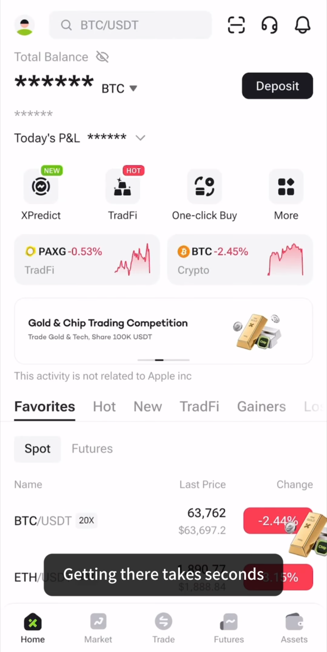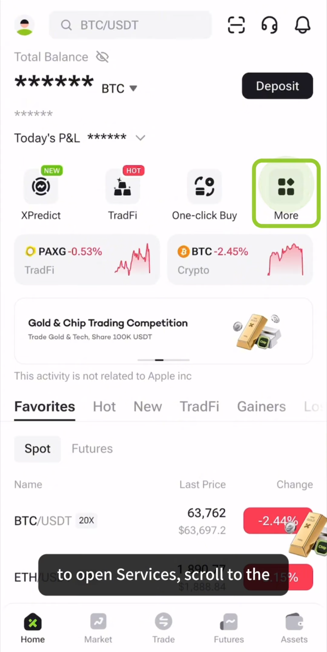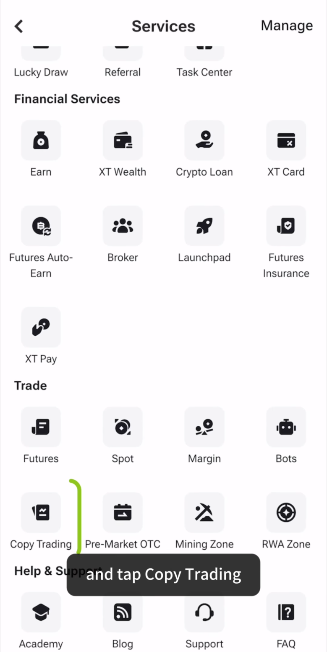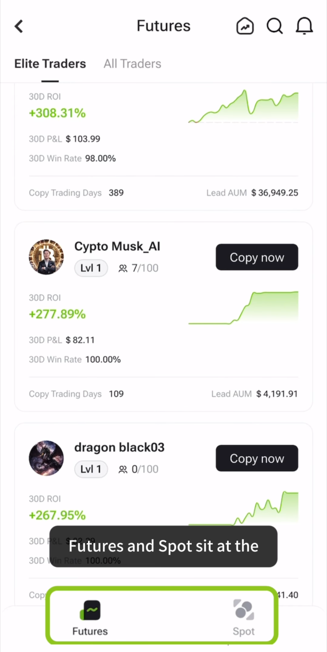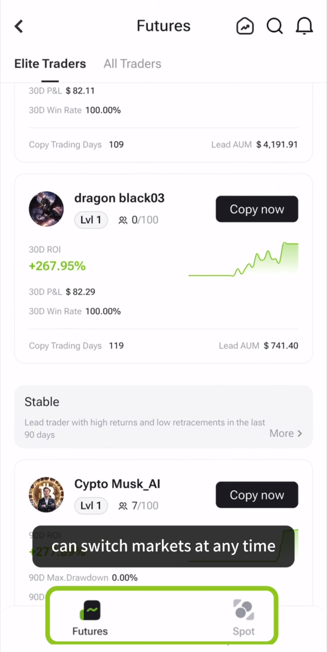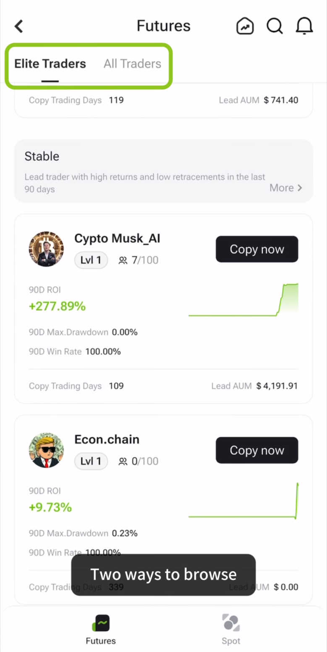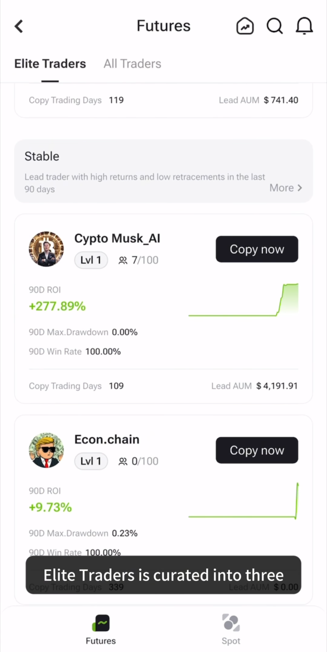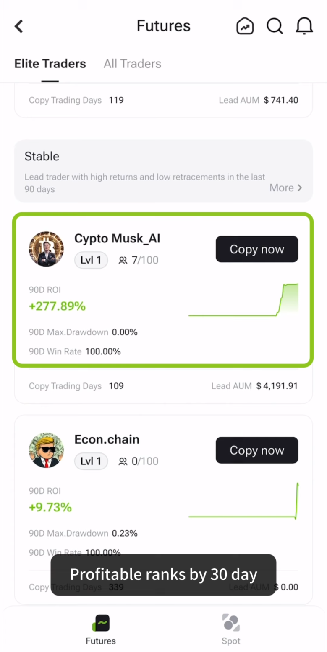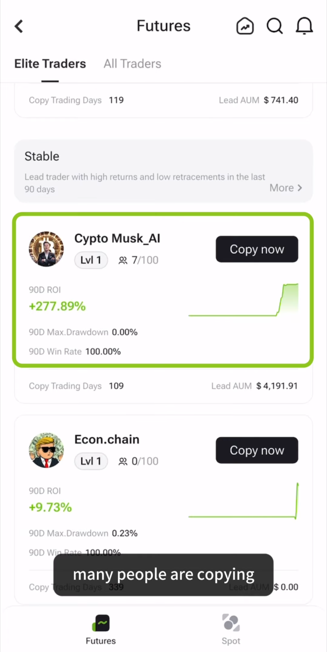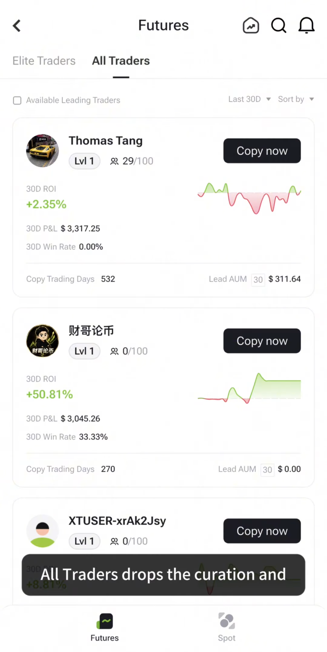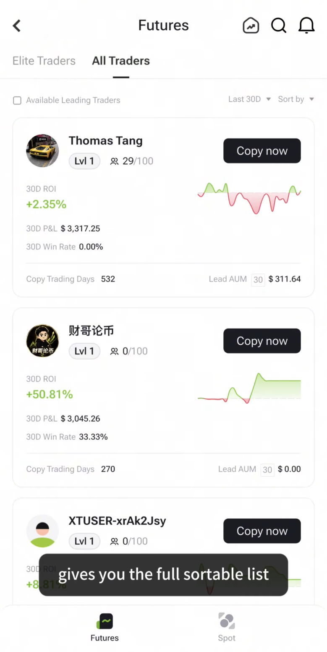Getting there takes seconds. On the home screen, tap More to open services, scroll to the trade section, and tap Copy Trading. Futures and spot sit at the bottom of the page, so you can switch markets at any time. 2 ways to browse. Elite Traders is curated into 3 shelves. Profitable ranks by 30-day ROI, Stable looks for high returns alongside low drawdown over 90 days, and Most Followers ranks by how many people are copying.